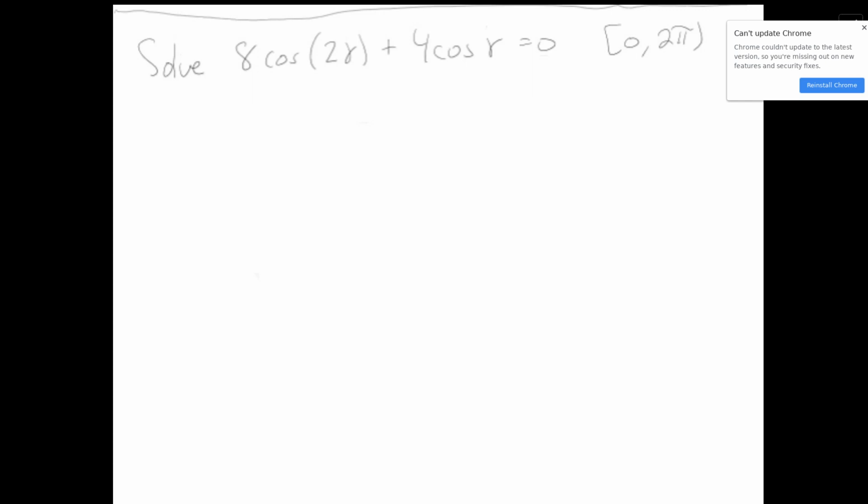So the first thing we want to do is make sure that our trig functions have the same argument. Furthermore, if we could get them all in terms of the same trig function like sine or cosine, that would be great too.